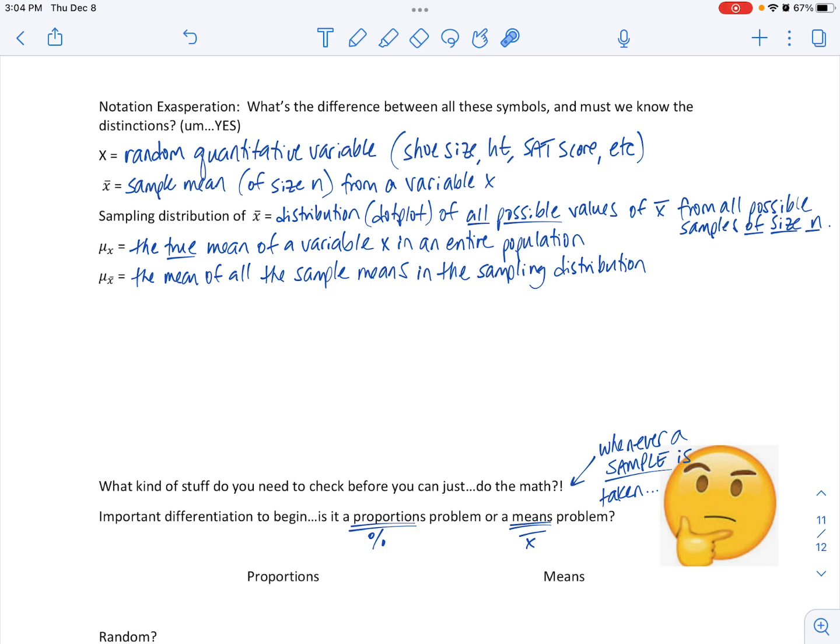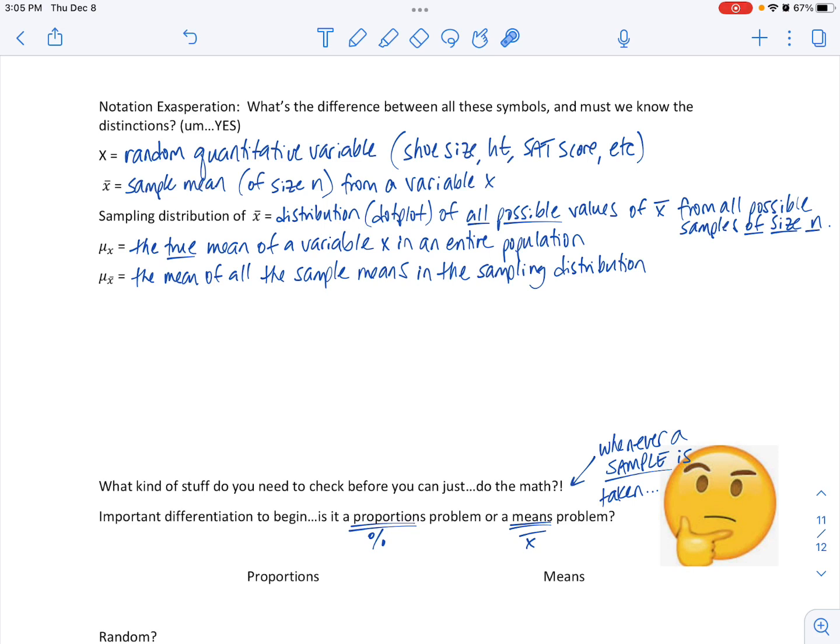Okay, notation. Remember that X in algebra and in calculus stands for one number. X in stats stands for a random quantitative variable like shoe size, height, SAT score. Whatever the X is, it could be a different number for every single person, right? Therefore, when we average everybody's X's together from a sample, we get the sample mean.